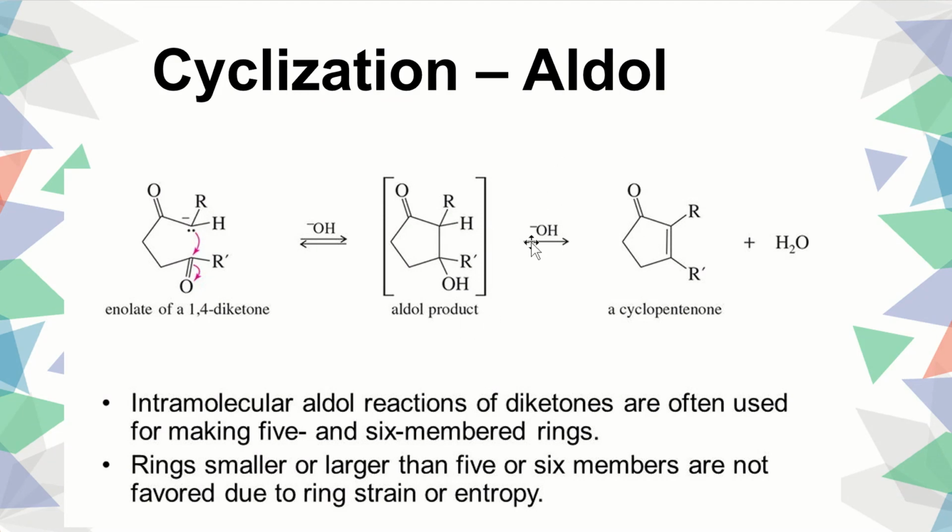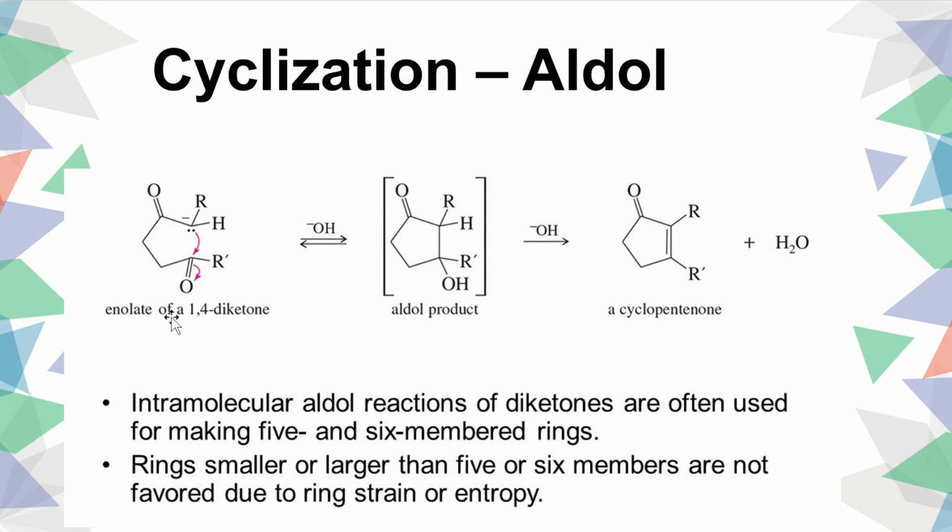product, which when heated or in the presence of base, we lose water, or it's dehydrated, to form a double bond, which we call in this case cyclopentanone. So intramolecular aldol reactions of diketones are often used for making 5 or 6 membered rings. So in this case, we made a 5-membered ring. Rings smaller or larger than 5 or 6 are not favored due to ring strain or entropy, right?